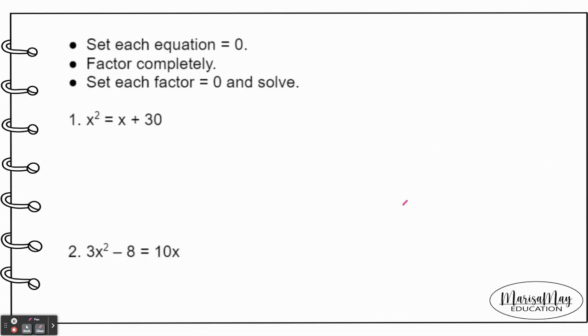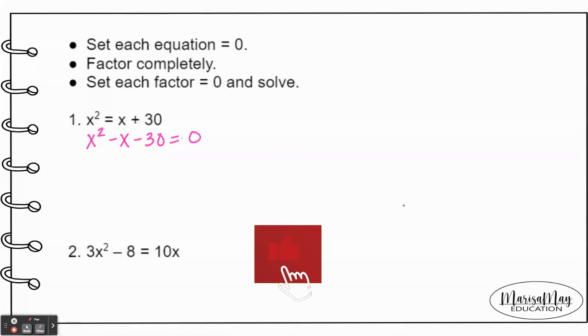When we are solving a quadratic equation by factoring, our first step is to set the equation equal to 0. I like to get all of my x to the second terms on the left if I can. So I'm going to go ahead and subtract the x and subtract the 30 from both sides so that I can get all of the terms on the left. Now, I'm going to factor the left side.